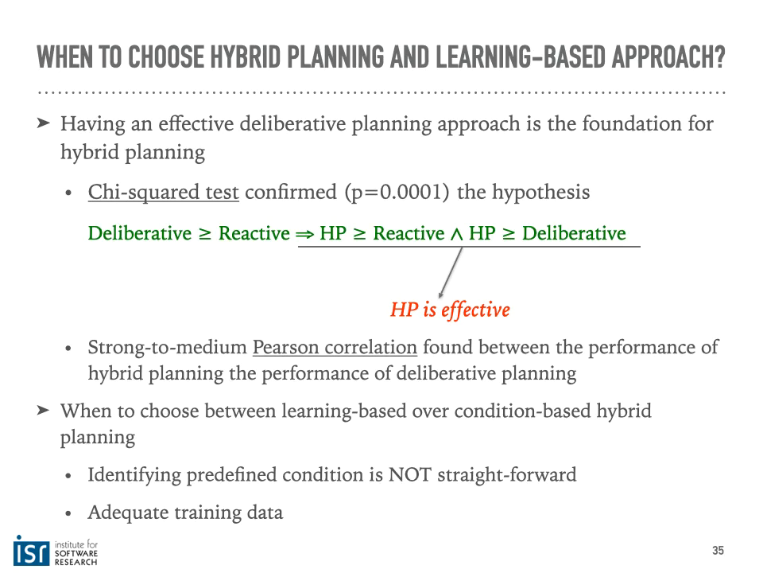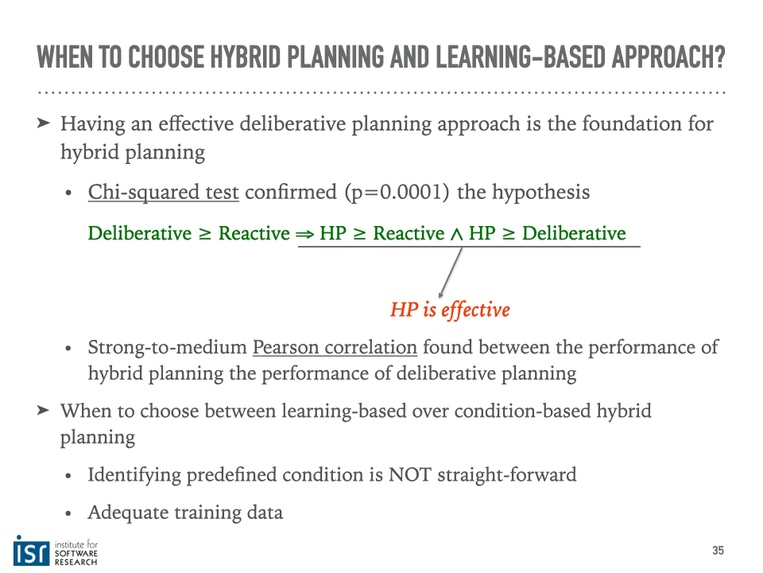Coming to the guidelines to instantiate hybrid planning based on the data obtained from the two case studies, here are the top findings. The first finding is that having an effective deliberative planning is the foundation for hybrid planning. On conducting a chi-square test, we found that if the deliberative only planning mode provides higher utility than the reactive only planning mode, then hybrid planning is likely to outperform its constituent planners.